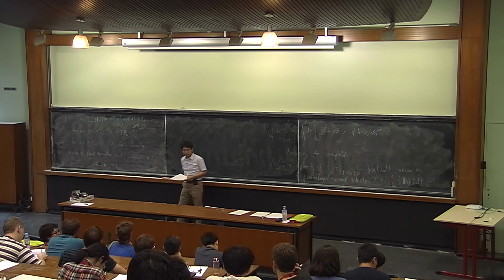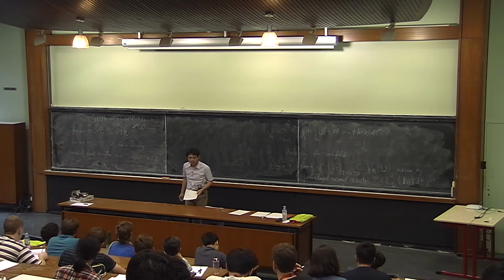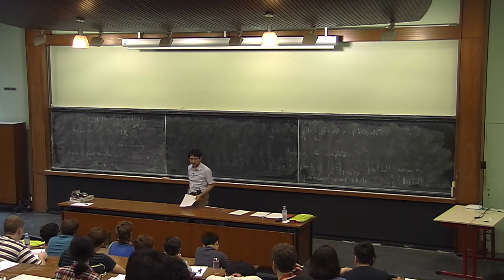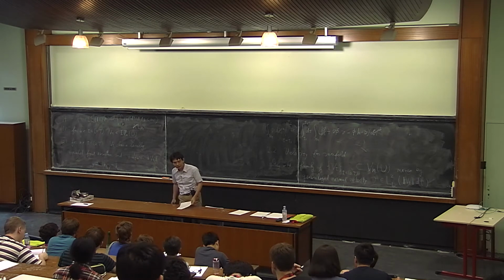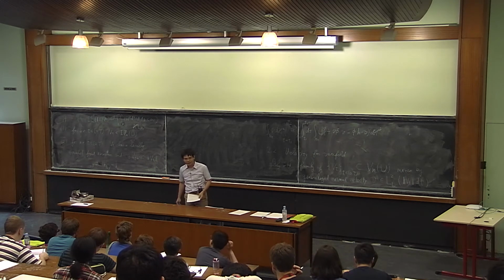Yeah, sure. So what you want is rectifiable and an integer multiplicity? Integer multiplicity, yes. So rectifiable and integer multiplicity. Yeah, that's right. That's right.